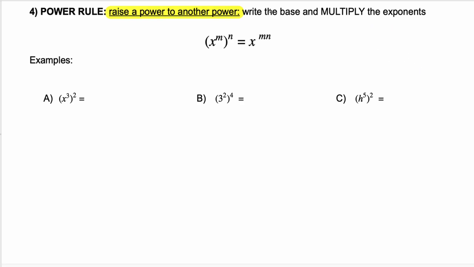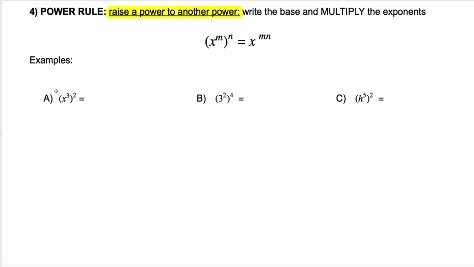So this example, the general rule, has parentheses, x to the m, close parentheses, raised to the n power. There's only one base in the problem, so we keep the base the same. We just write it out as x. Then we multiply the exponents. We have an m and we have an n. So we will do m times n, which is mn. So our answer simplified would be x raised to the mn.